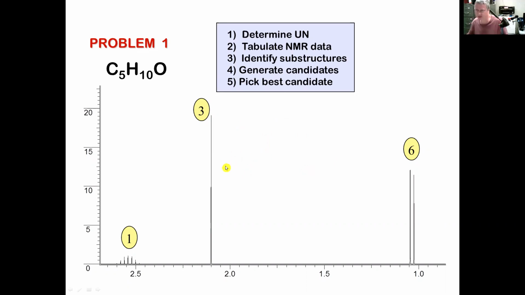So that's the strategy: start with UN, the degrees of unsaturation. Make a little table. Each row of the table becomes a substructure, a piece of the puzzle. And then if there are any mystery functional groups, like we had a ketone here, then you have to draw those too. All right, so let's get back to my other webcam and we'll continue here.